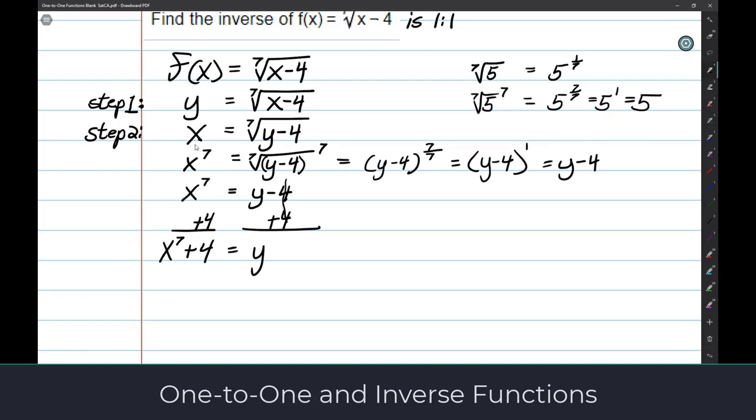That was supposed to be, this is step 3 where I try to solve for y. So step 3. Oops. Step 4 is where you make this official. F inverse of x equals x to the 7th power plus 4.